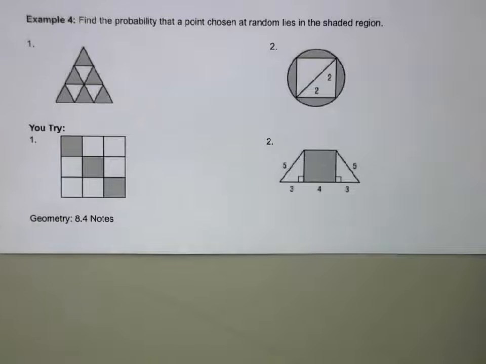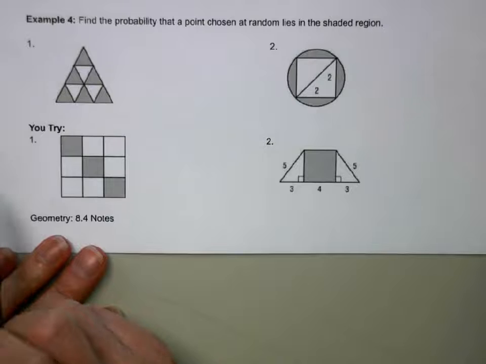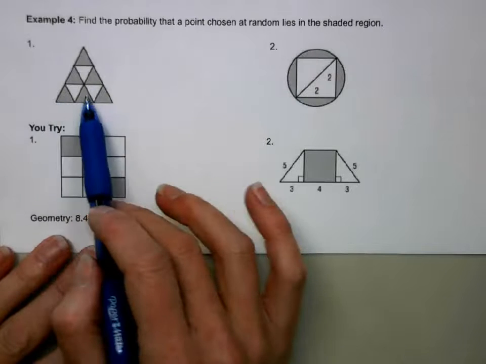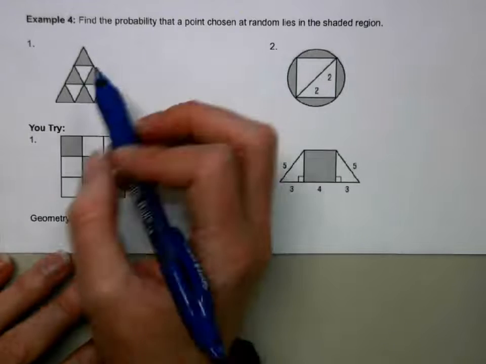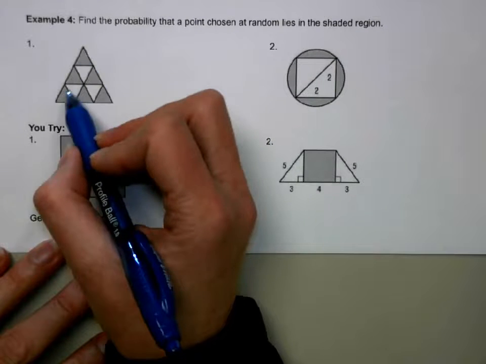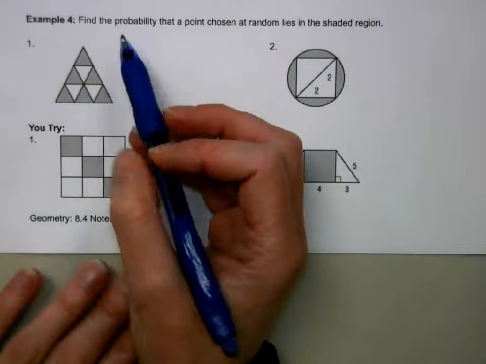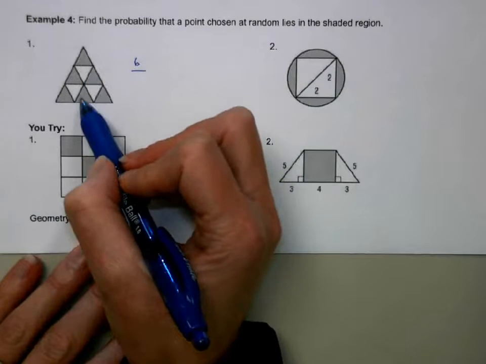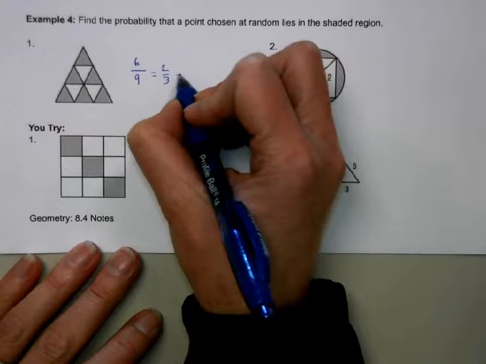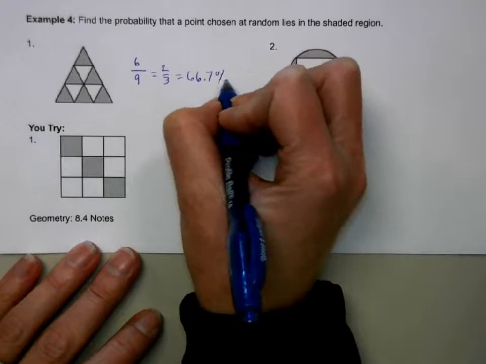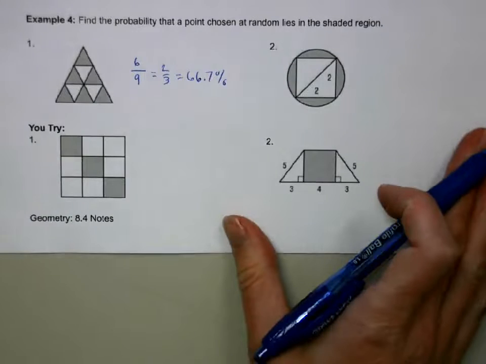So a few more area problems. Find the probability that the area is in the shaded region. Well, in this diagram, all of these triangles are the same area, so it doesn't really matter how big or small it is. Shaded, we have 1, 2, 3, 4, 5, 6 triangles out of a total of 9, which would be 2/3 or 66.7%.